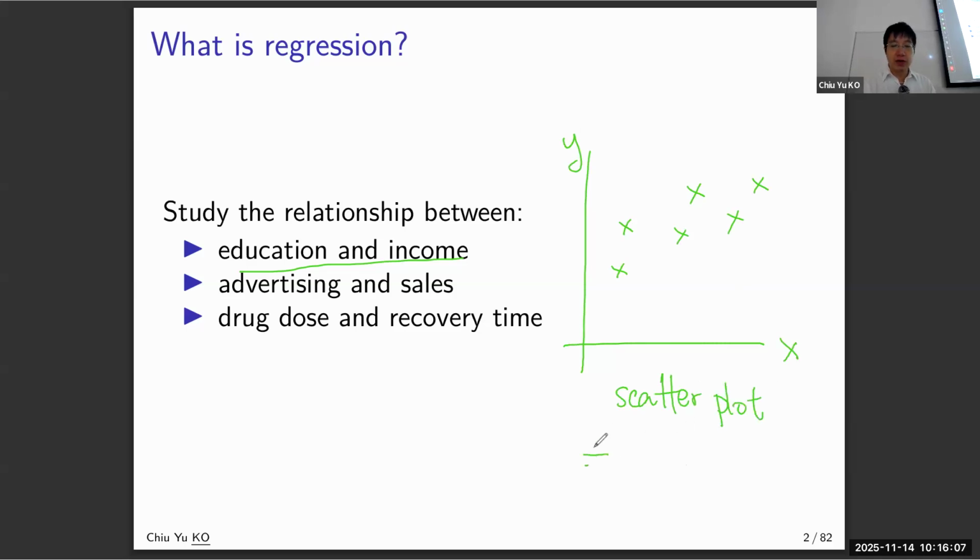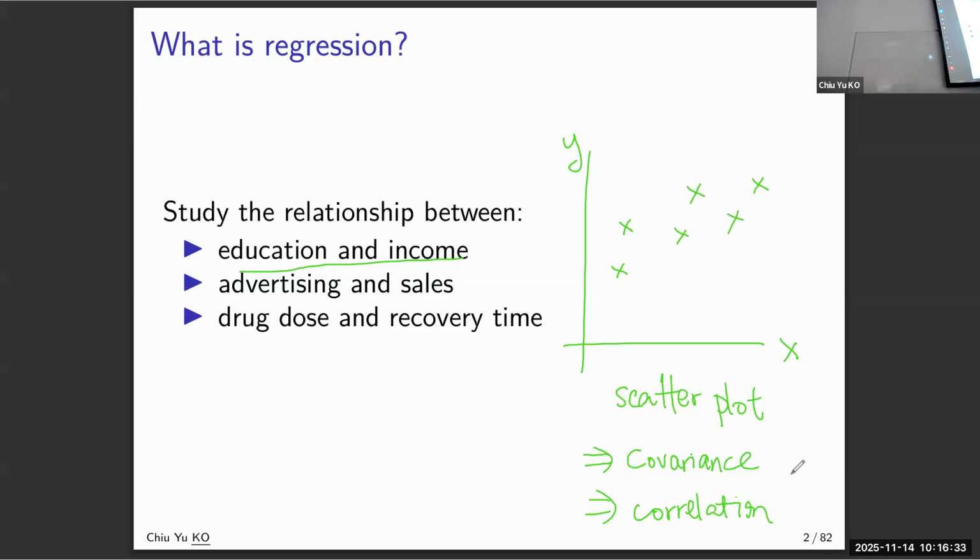And you learned from topic 1 that there are two numerical measurements, called the covariance and the correlation. But these two are just numbers to describe how strong the relationship is. Once you have the number, that's it. You can't say anything further. What we're going to do today is regression.